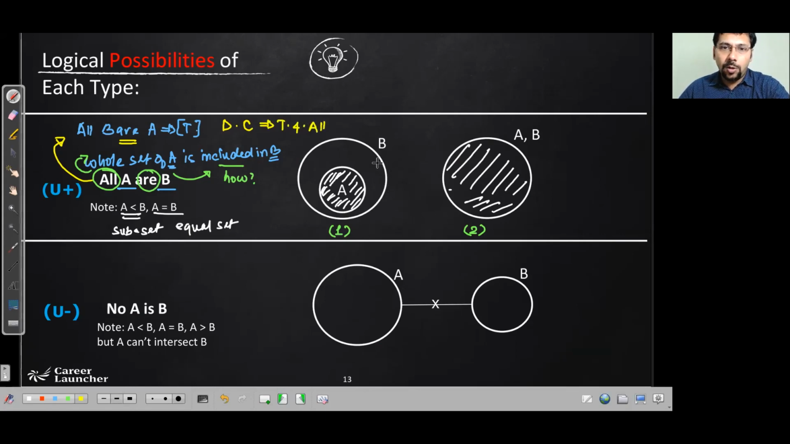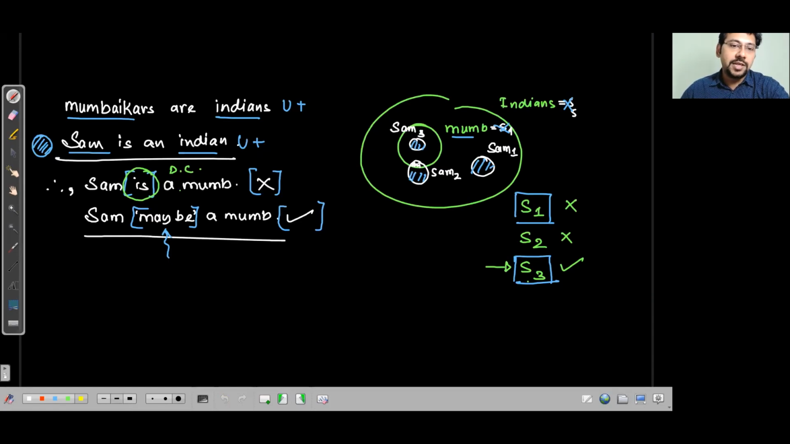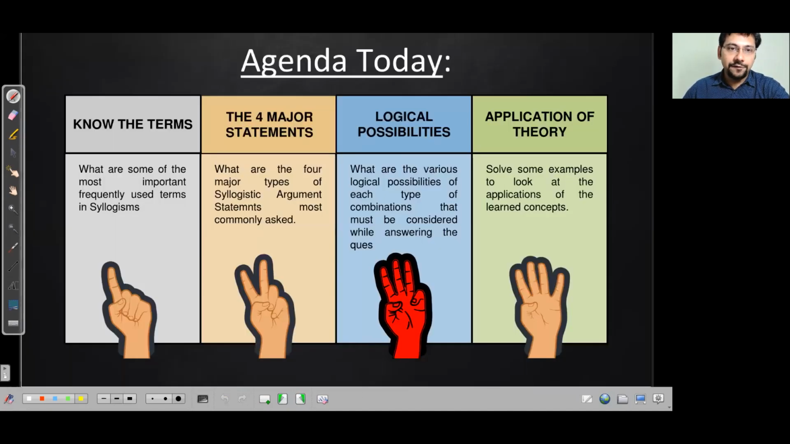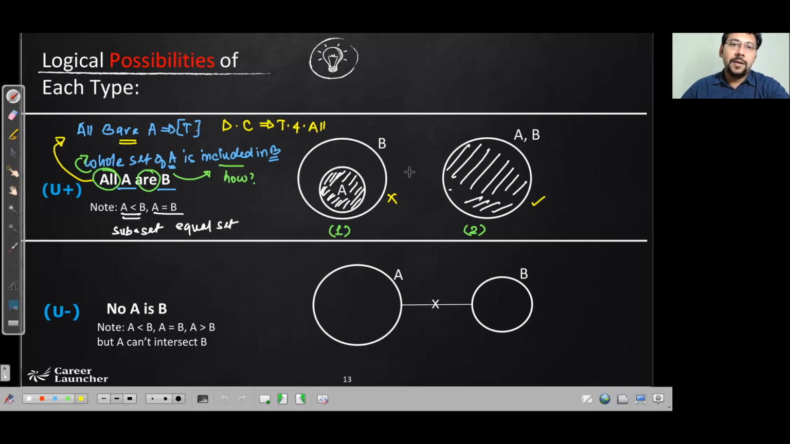So is all B A in this? No, it's not. Is all B A in this? Yes. So there is one possibility where it is true, but there is one possibility where it's not true. However, I just learned that the key mantra says that if it's true, it must be true for all. All the logical possibilities should agree. And therefore, we need to understand that "all B are A" cannot be said. So this is something that we will refrain from.